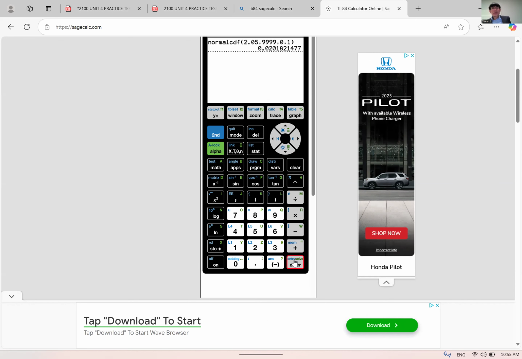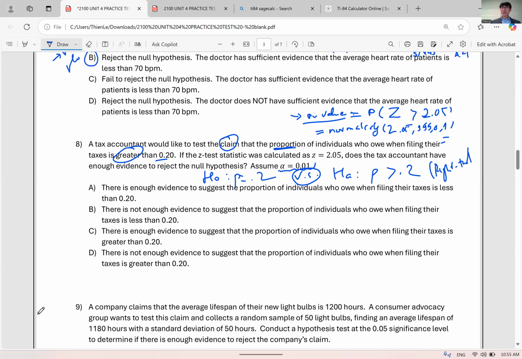Enter. Okay, 0.02. Round to 0.02. And here you compare 0.02 and 0.01 to make a decision, right? Since 0.02 is greater than 0.01, you cannot reject H naught at the significant level 0.01, right? So which is the right option?